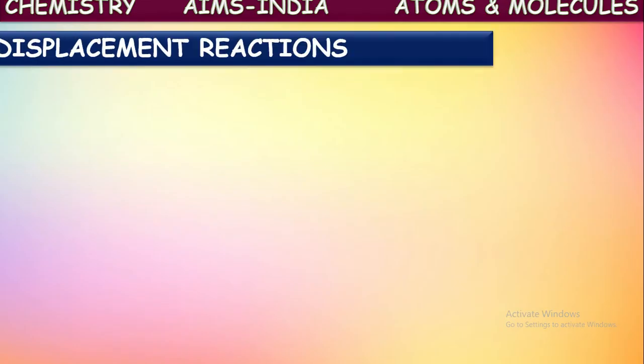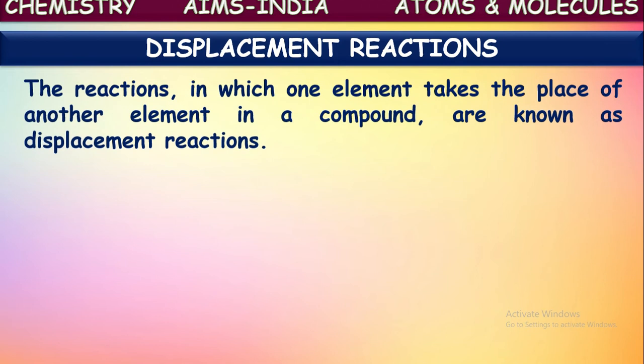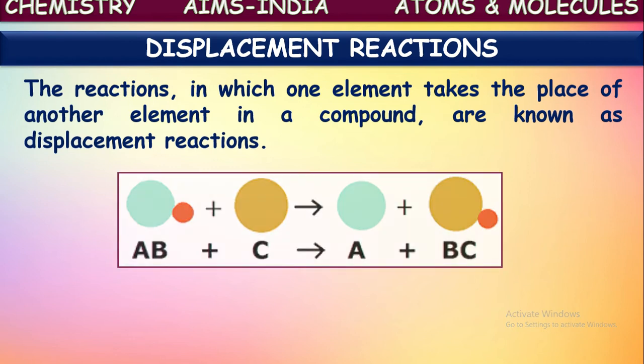So let us see first about displacement reactions. The reactions in which one element takes the place of another element in a compound are known as chemical displacement reactions. Or to say simply, the chemical reactions in which an element displaces another element from its compound to form a new substance is called a chemical displacement reaction.